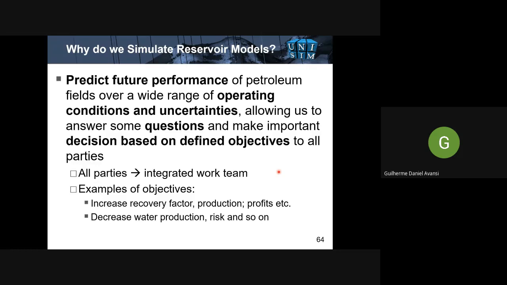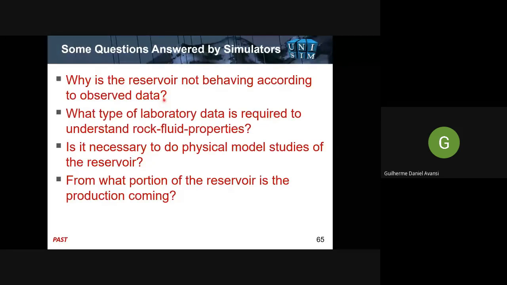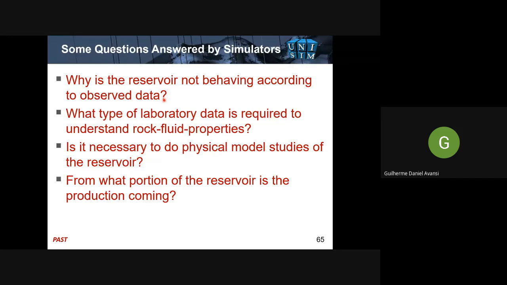So we have a lot of objectives that we can decide and move forward, right? Some questions that we can answer using the simulators. What if the reservoir does not behave according to observed data? This is important information, because sometimes we build our reservoir simulation models and we have a period of history data, and we say, okay, we have the history data, we have the simulation model, so let's see the behavior of this model.